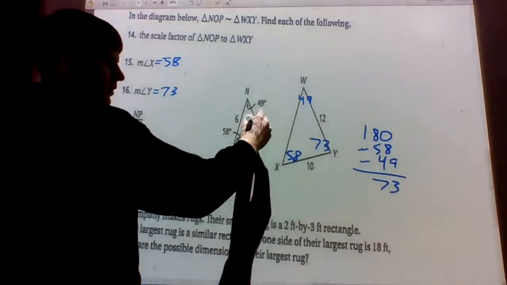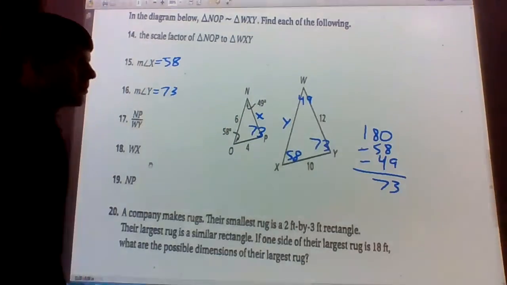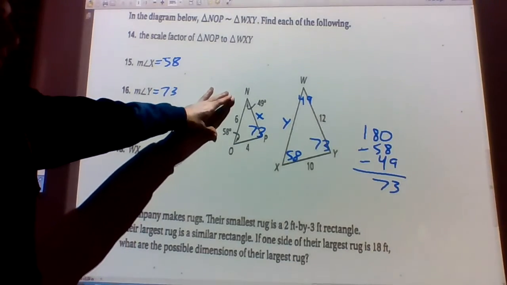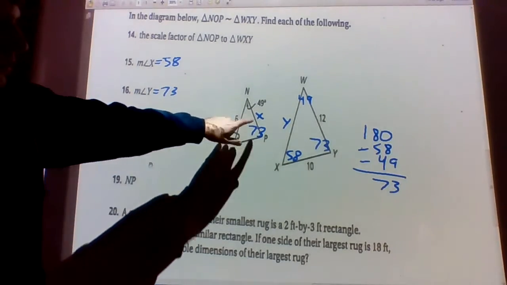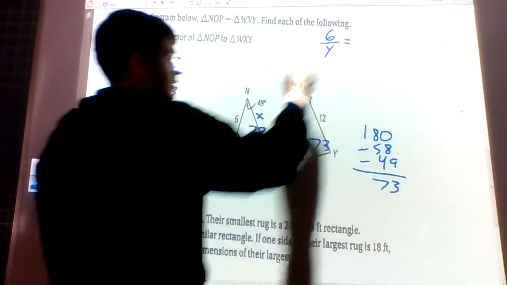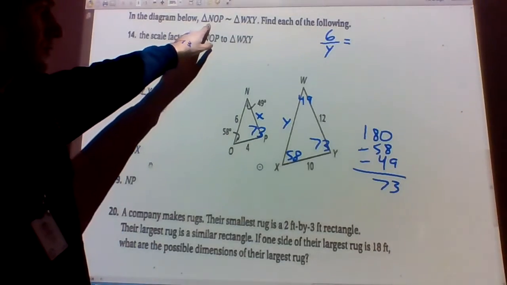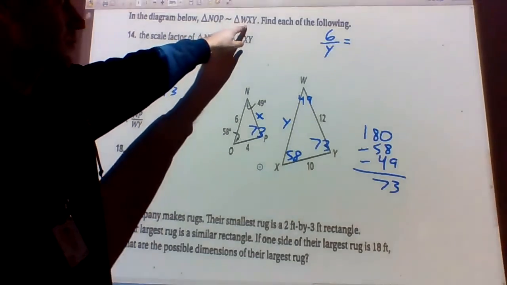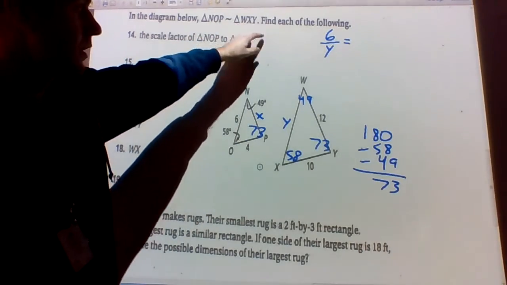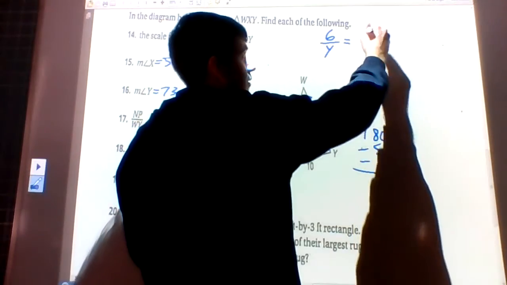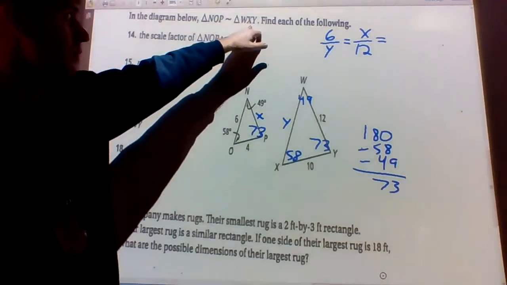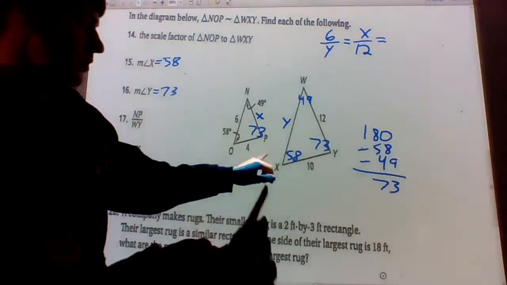I'm going to put an X and a Y for our missing pieces. Okay, we know that 6 is between the 49 and the 58. So 6 is going to correspond with Y. You can also use the similarity statement. So NO corresponds with WX, so 6 over Y. NP corresponds with WY, so that's going to be X over 12. Right, and then OP matches up with XY, so that's 4 over 10.